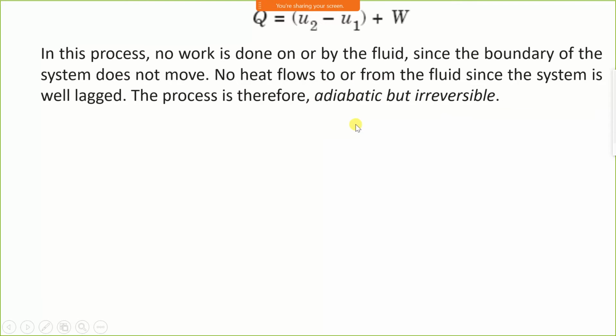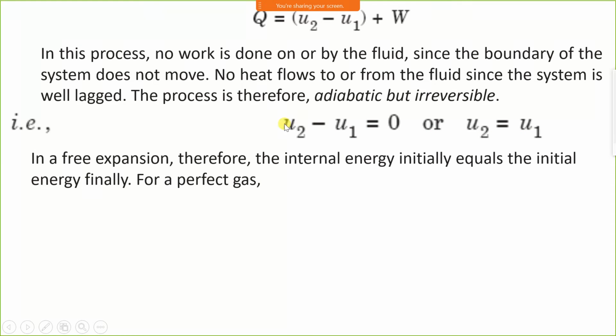Adiabatic means the system is completely insulated and no heat transfer takes place. If no heat transfer takes place, or Q is equal to 0, then the system is called adiabatic. That is, U2 minus U1 is equal to 0, or U2 is equal to U1. And what is internal energy? Internal energy is a function of temperature. In free expansion, therefore, the initial internal energy equals the final internal energy. For a perfect gas, U is equal to Cv into T.